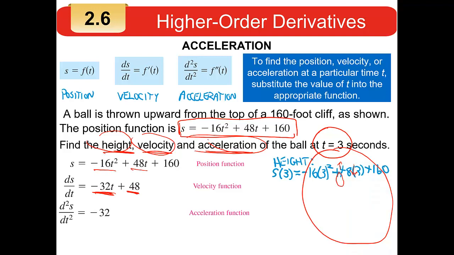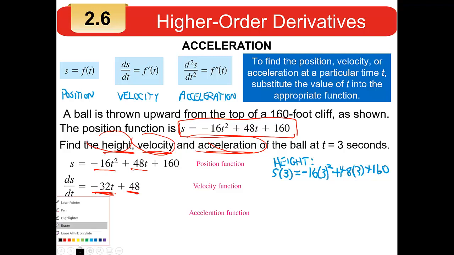So first of all, if I plug 3 into the position function, I'm just going to plug a 3 in here and a 3 in here and do the calculation. I won't bore you with all the details. You'll get 160 feet. So after 3 seconds, the ball is at 160 feet.